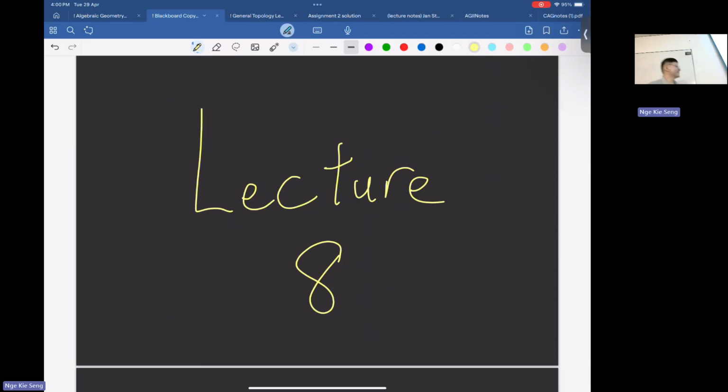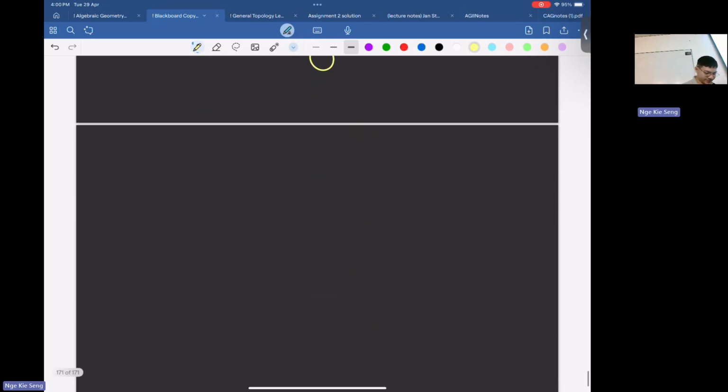Hello, hello, testing. All right, let's start. So today we aim to at least state Hilbert Nullstellensatz, if not prove it. At least 就至少一定要讲到的。Okay, so let's work towards the goal.